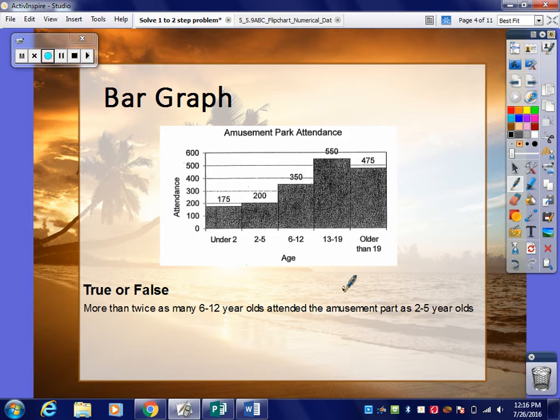So we're going to do one example problem to show you what we found from our bar graph. So in your mind, you're thinking about, is it true or false that more than twice as many 6 to 12-year-olds attend the amusement park as 2 to 5-year-olds? So in your head, you're thinking about whether this is true or false. Turn to your elbow buddy and discuss what you may think.